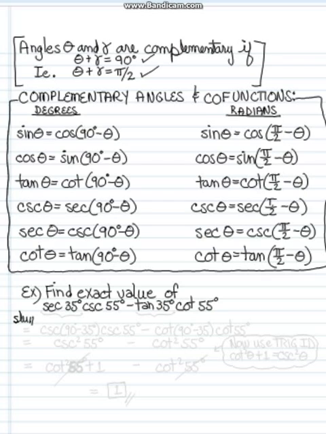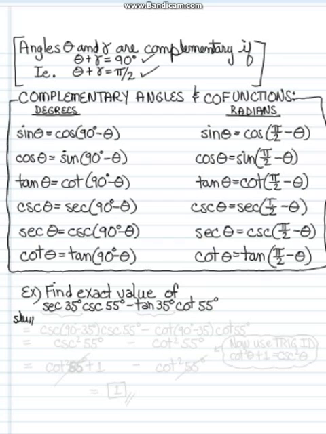The tangent of theta is equal to the cotangent of 90 degrees minus theta. The cosecant of theta is equal to the secant of 90 degrees minus theta. The secant of theta is the cosecant of 90 degrees minus theta, and the cotangent of theta is the tangent of 90 degrees minus theta. So these are complementary angles, and we can take one and express it in terms of the other using the equality.